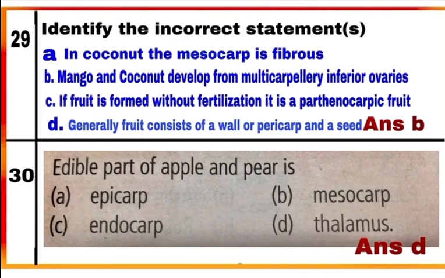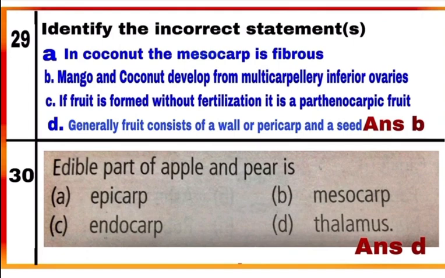Question 29. Identify the incorrect statement. Option B. Mango and coconut develop from multicarpellary inferior ovaries. This is the incorrect statement. Mango and coconut develop from monocarpellary superior ovary. So option B is the correct answer. This is the incorrect statement.